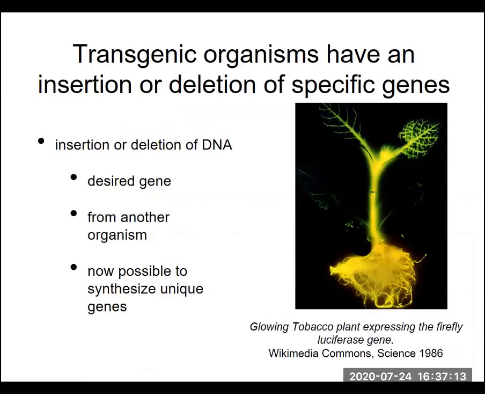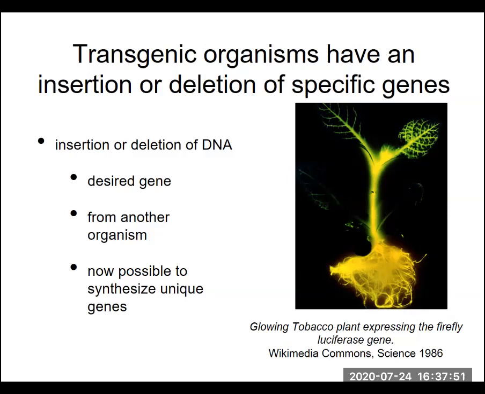So with this idea of transgenic organisms, what we're going to be doing is modifying an organism by transferring genes into that organism. We're going to either insert or delete specific genes. So the idea is that we're going to look for a desired gene, a desired characteristic or trait that we're interested in. We're going to take that from one organism, put it into another organism, and in doing so, change that organism in a way that it now has characteristics or traits that we're interested in using in some way.